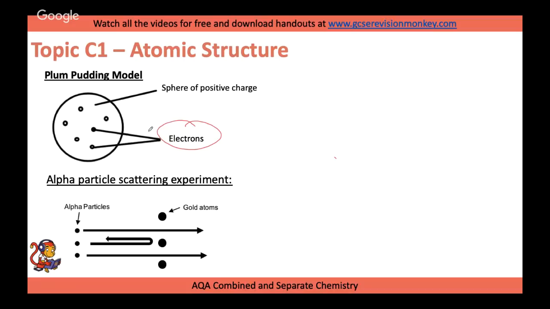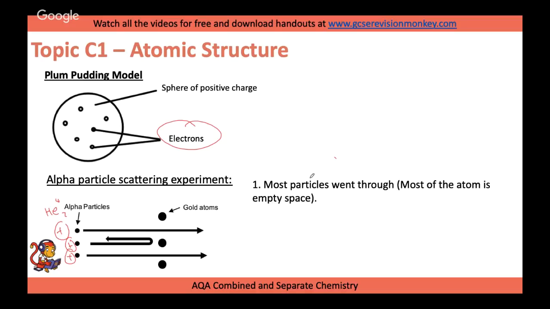Then we did the alpha particle scattering experiment. Okay, alpha particles are a helium nucleus. So they are positively charged. So these particles here are positively charged. They got fired at a really thin piece of gold atoms, and this is the main results that they got. Most particles went straight through, like shown, and this showed them that actually most of the atom was empty space.